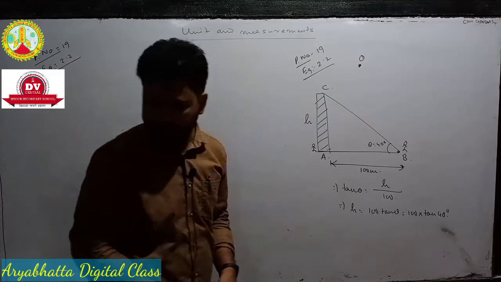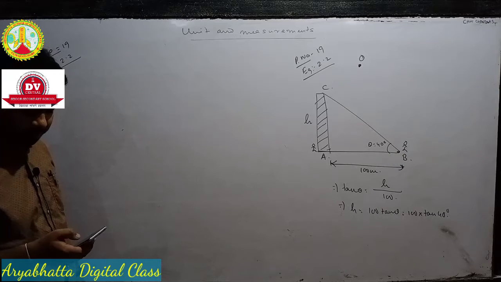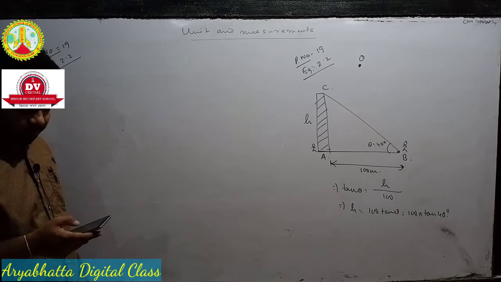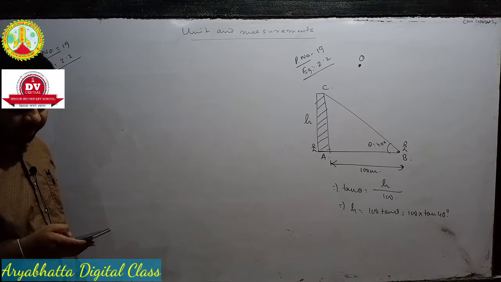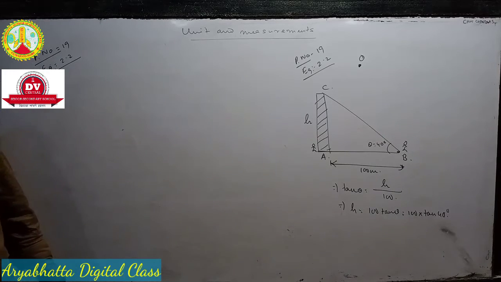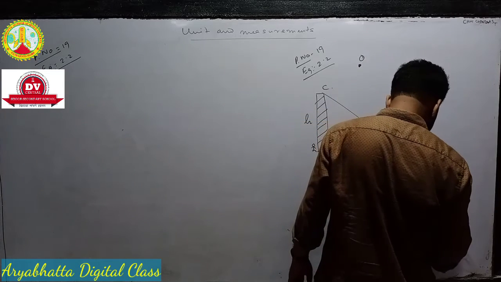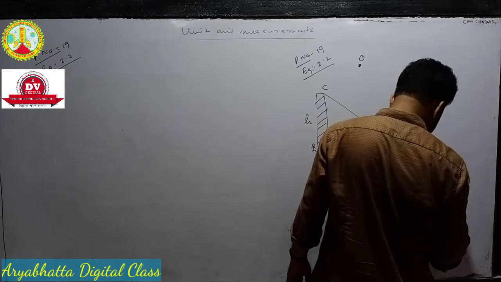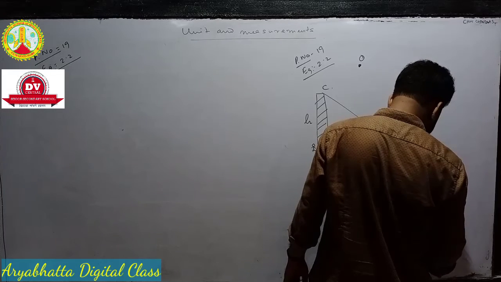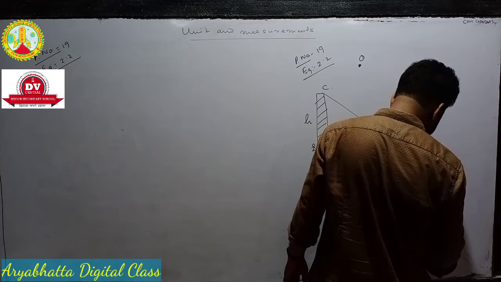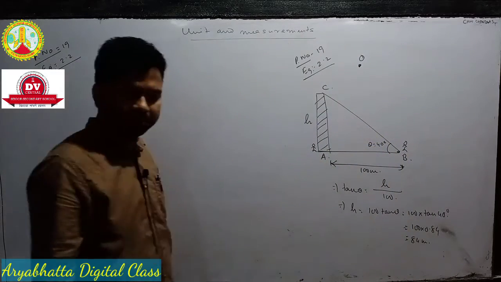So what is tan 40? Let us have a review on tan 40. Tan 40 is 0.84. So 100 into 0.84 is 84 meters. So what will be the height of the tower? It is equal to 84 meter.